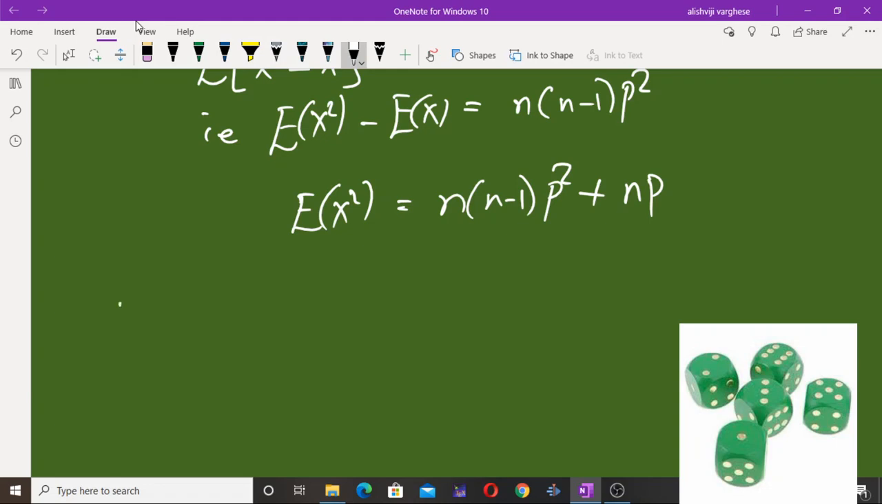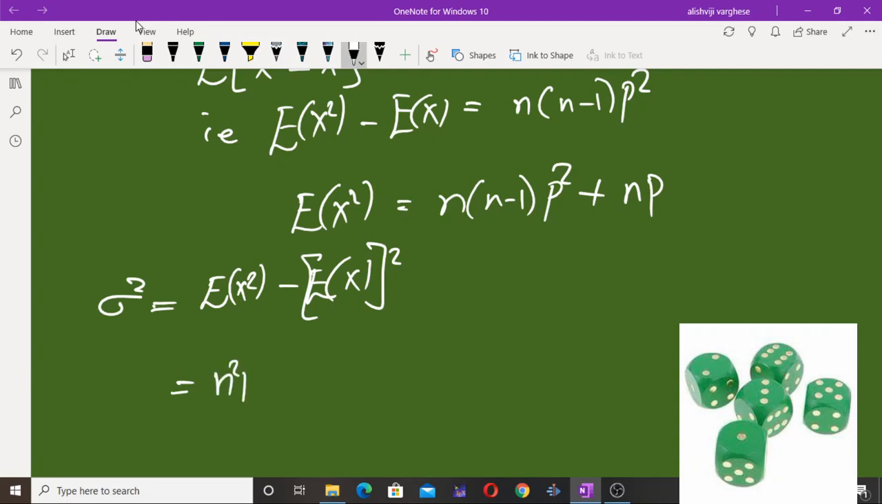And to calculate the variance, sigma square is equal to expectation of x square minus expectation of x, the whole square. And in our case, if we expand this, we have n square p square minus n p square plus np minus expectation of x, the whole square.